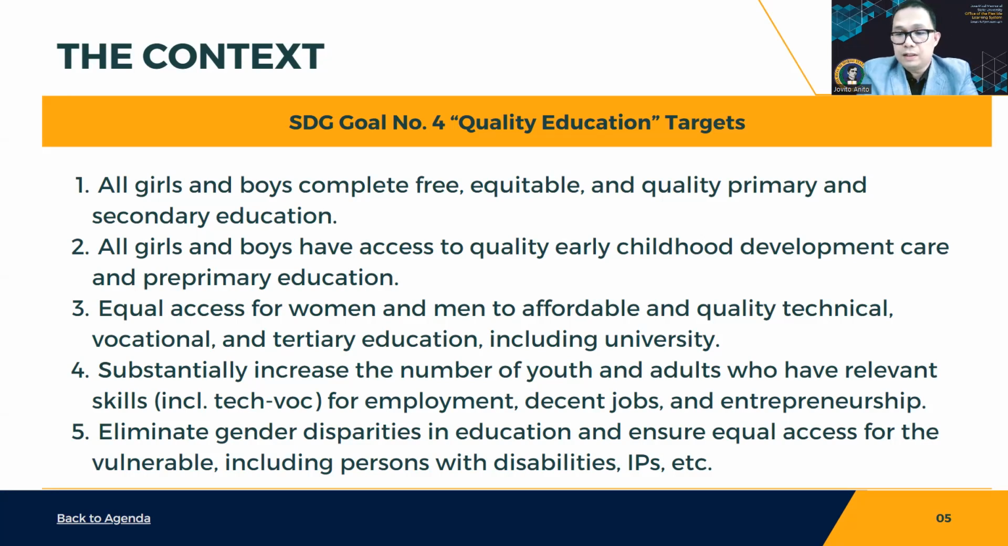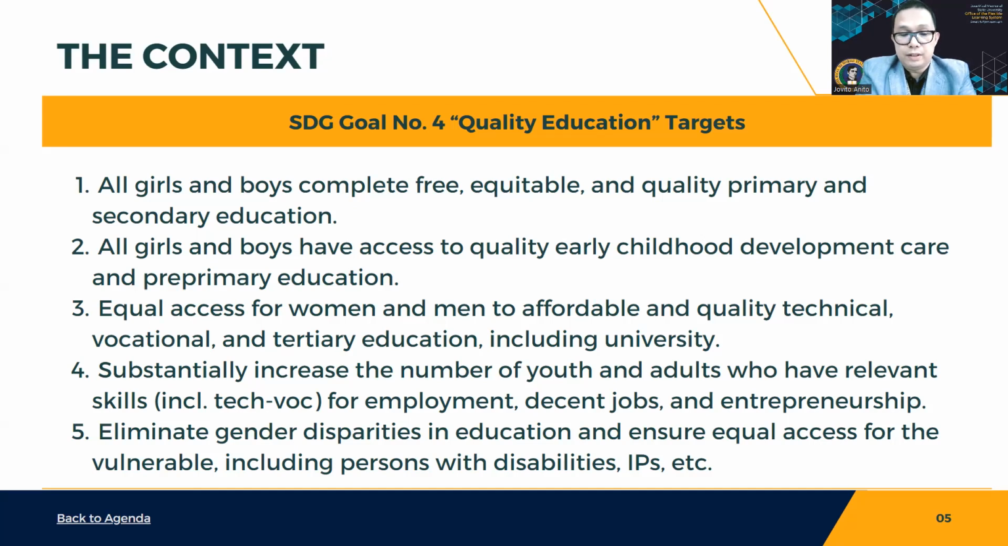So SDG4 research targets that all girls and boys complete free, equitable, and quality primary and secondary education. All girls and boys have access to quality early childhood development care and pre-primary education. Equal access for women and men to affordable and quality technical, vocational, and tertiary education, including university. Substantially increase the number of youth and adults who have relevant skills, including tech voc, for employment purposes and landing on decent jobs and for entrepreneurial activities.